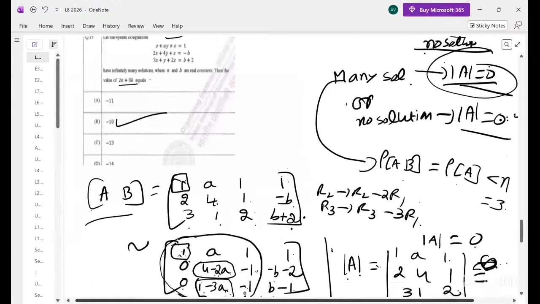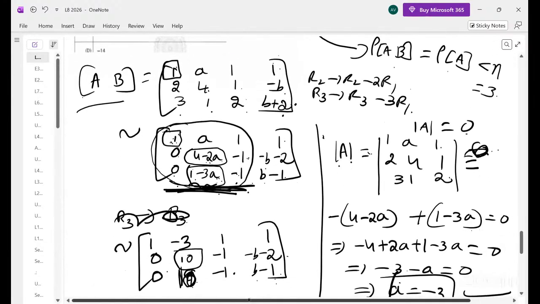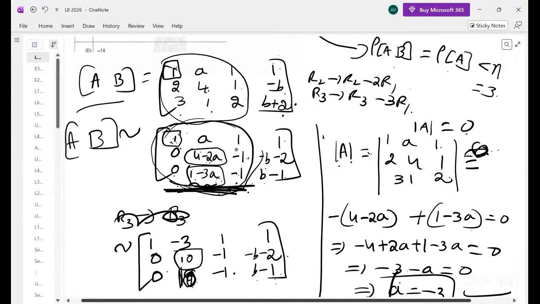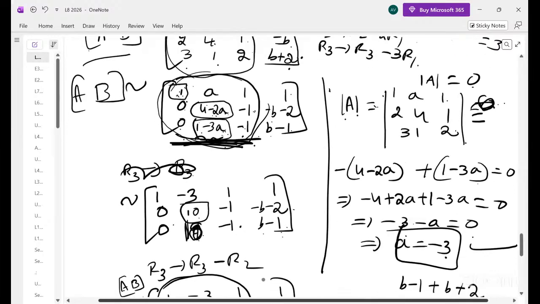So here we have reduced to echelon form. Not even echelon form, second step. In this second step, from here we wish to conclude using the determinant, because it is easy to find the determinant using this rather than this. So we have found the determinant. We got A equal to minus 3. We substituted back. Then we reduced it to echelon form.